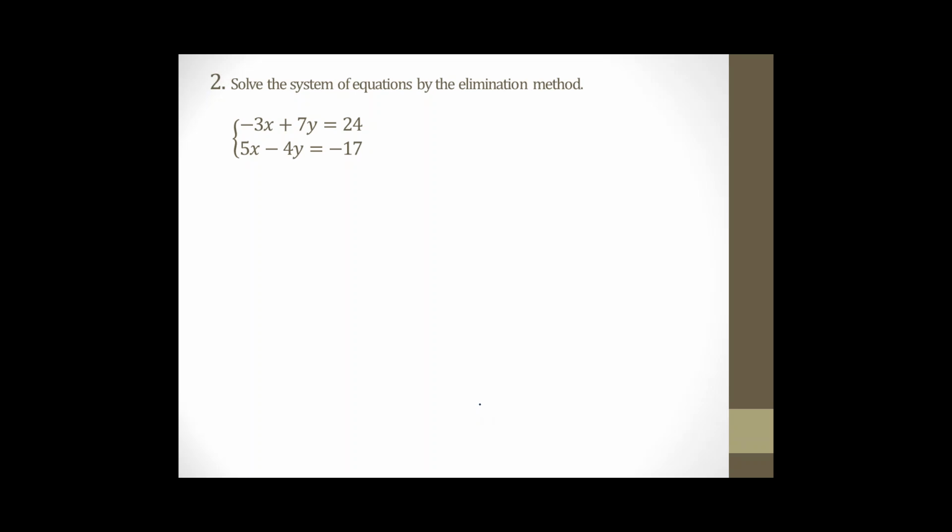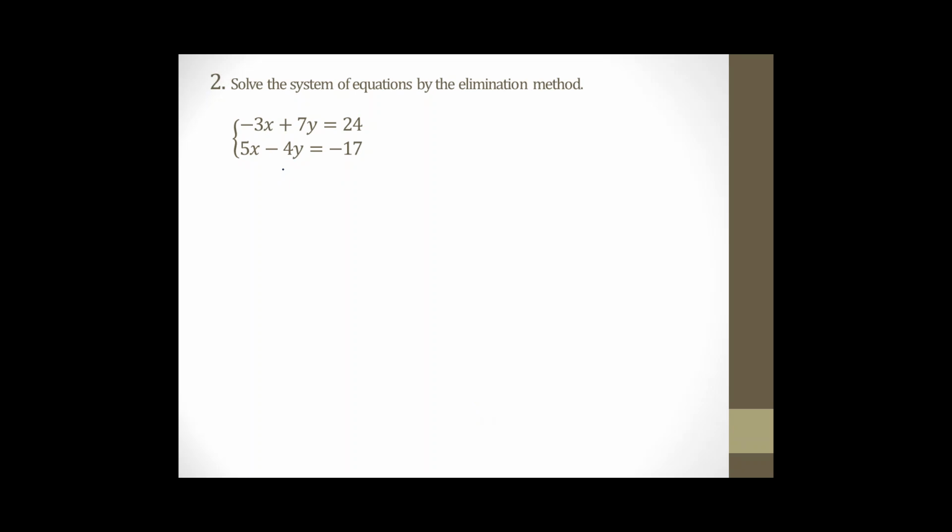All right, so number 2 says solve the system of equations by using the elimination method. This system is already perfectly set up where you have your x values, your y values, and then your constants on the other side of the equal sign. So the best method for this system is the elimination method, but what we have to do is cancel out either one of the variables, and it doesn't matter which one.